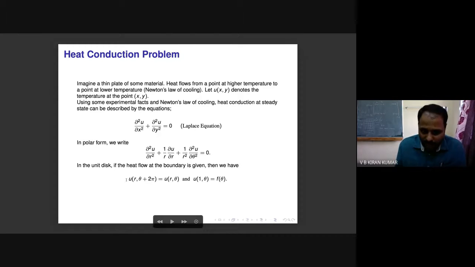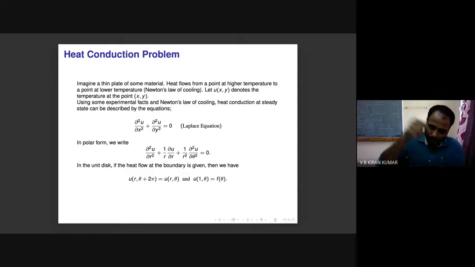Then u(r, θ+2π) equals u(r,θ). That is evident because these two points, (r, θ+2π) and (r,θ), represent the same point in the plate. This is an obvious condition. Another thing is u(1,θ), meaning r equal to 1, that is, on the unit circle, on the boundary. Suppose on the boundary the heat flow is given to us. This is usually the situation: you know the heat on the boundary, and you need to know the value at an interior point.